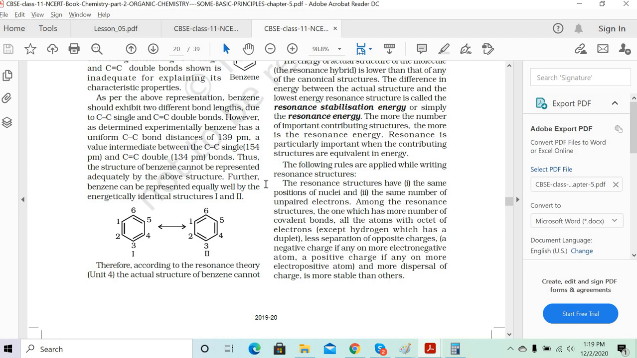Correct? Now we have already found experimentally in benzene that the C-C bond distance is 139 picometer, a value intermediate between the C-C single bond, 154 picometer, and the C=C double bond, 134 picometer. For a single bond, the distance between the C-C bond is 154. For a double bond the distance is 134. Now in benzene the C-C bond distance is 139. So how do you represent that? 139 is coming between the single bond and the double bond.